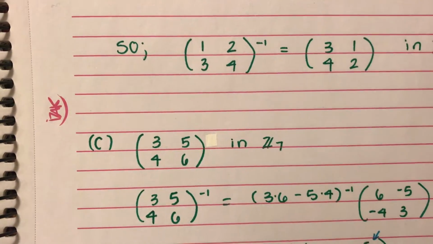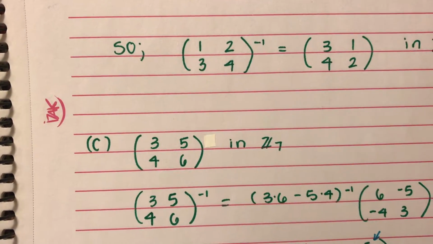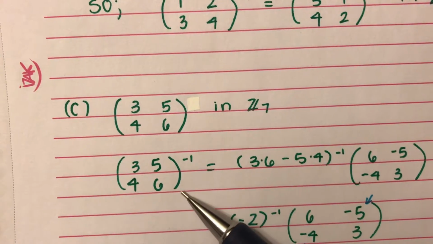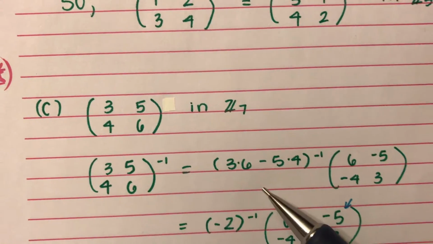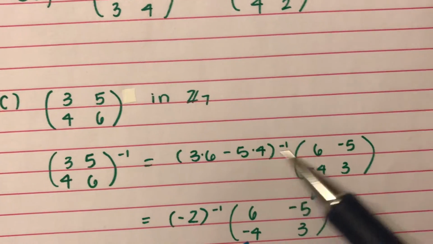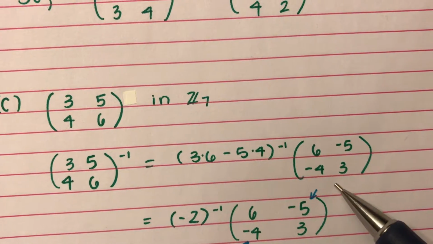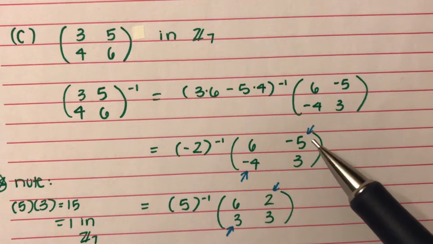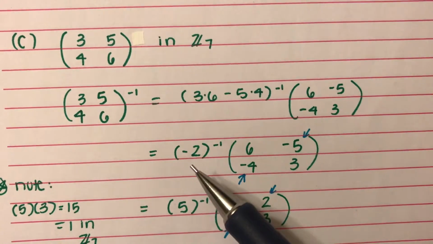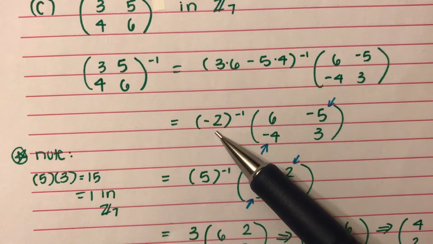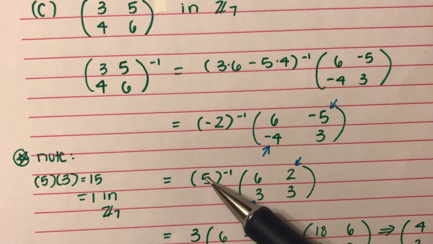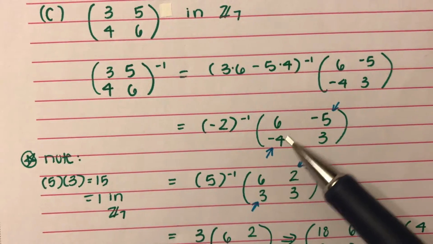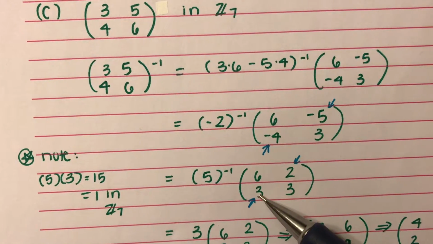Lastly, we're given the matrix [3, 5; 4, 6] in Z7, and we want to find the inverse of it. So we find the inverse of the determinant, and then switch the A and D and make the B and C negative. The determinant ends up giving us a -2. The -2 can become a 5 in Z7. The -5 becomes a 2 in Z7, and the -4 becomes a 3 in Z7.